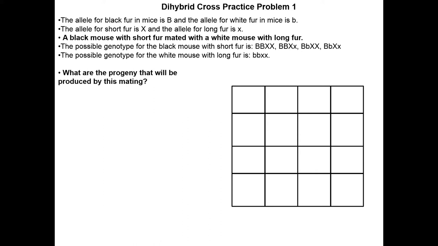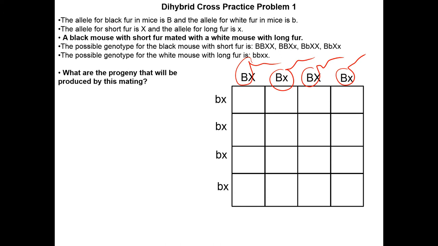Now let's set up our little cross. Again, the gametes that you produce go on the outside. Big B, big X, and big B, little x. These are from our male black mouse with short fur. Little b, little x. These are from our female white mouse with long fur.